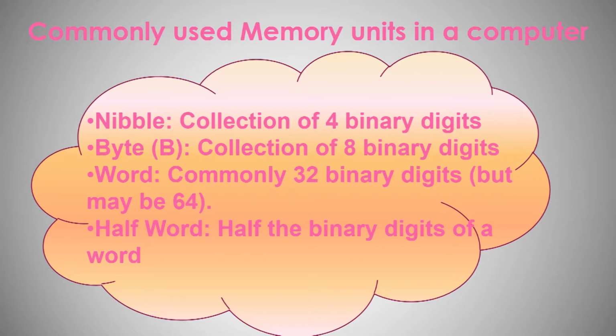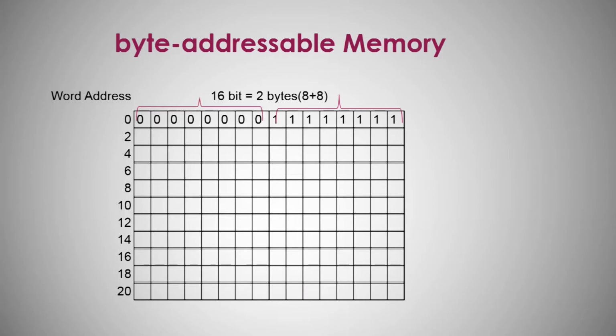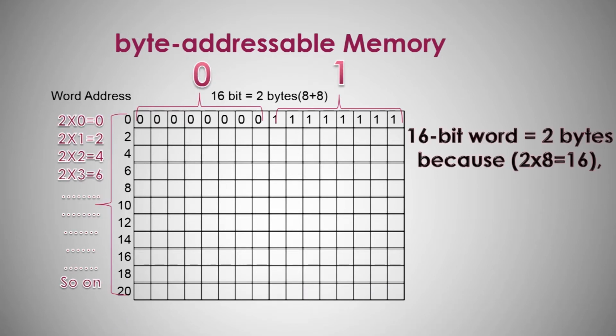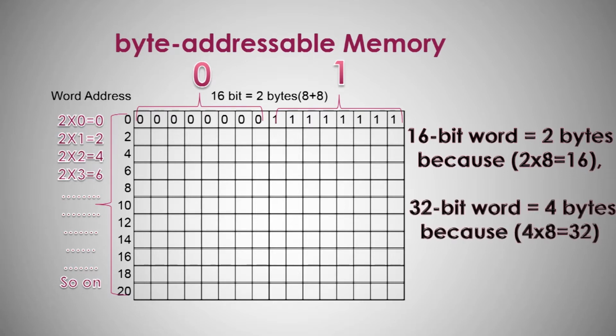Now, let's look at byte addressable memory, which means a 16-bit word is equal to 2 bytes, and a 32-bit word is equal to 4 bytes. Some architectures, however, use byte addressable memory. Here is an example of a main memory with 16-bit memory locations. In the diagram, each row is of 16 bits, meaning 8 plus 8 bits for 2 bytes.